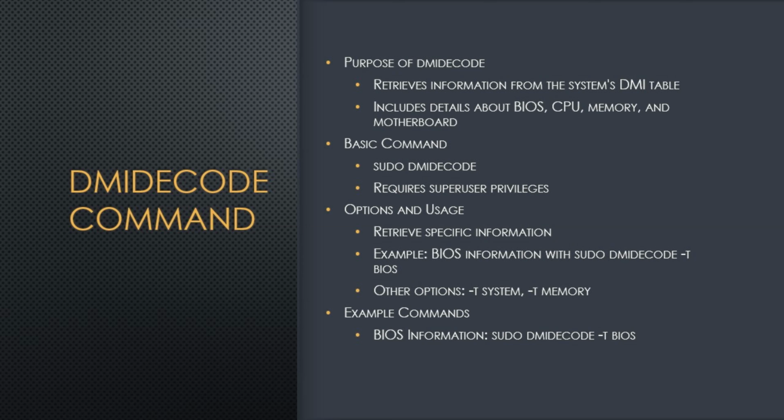For specific information, you can use dmidecode to retrieve specific types of information. For example, to display only the BIOS information, issue sudo dmidecode -t bios. Other common options include -t system to display system information like manufacturer, product name, and version. Another option is -t memory, which shows memory-related information such as the total number of memory slots and the memory capacity.